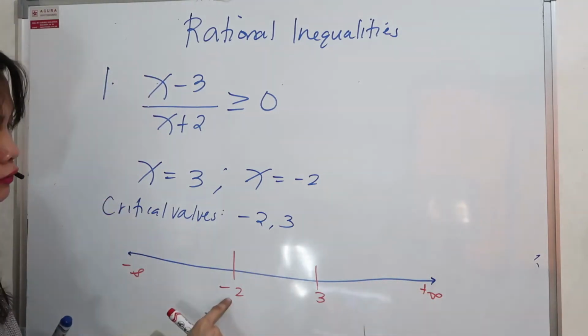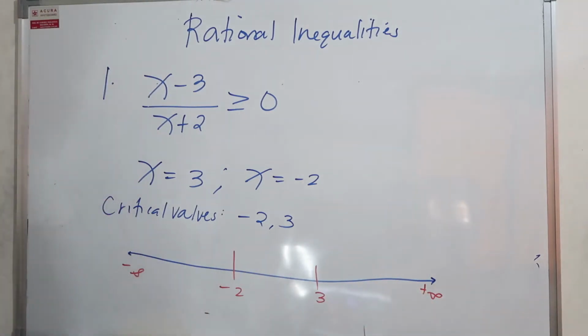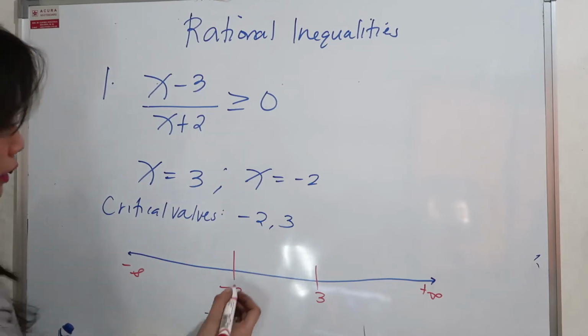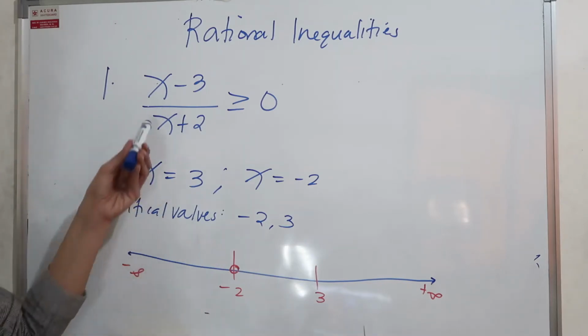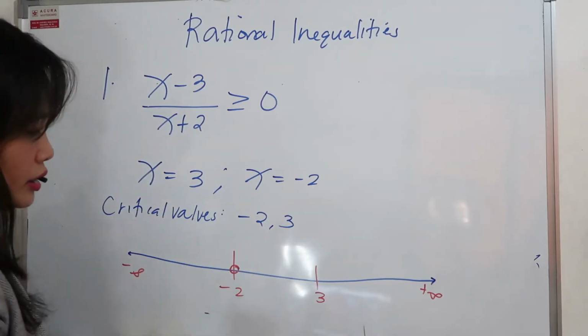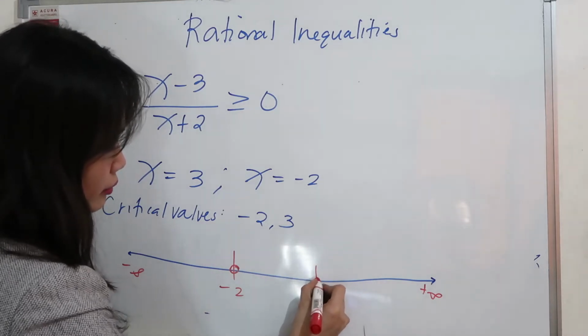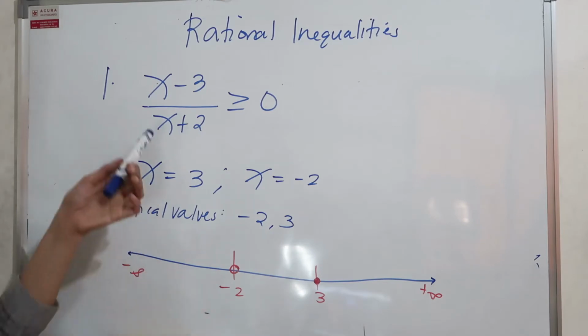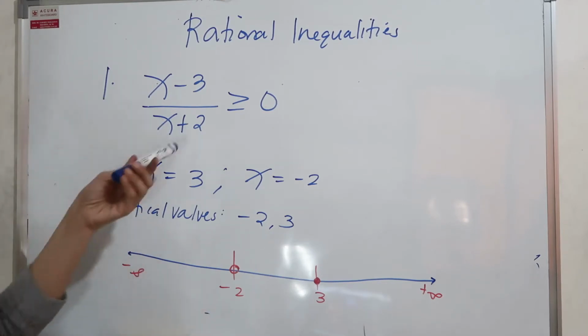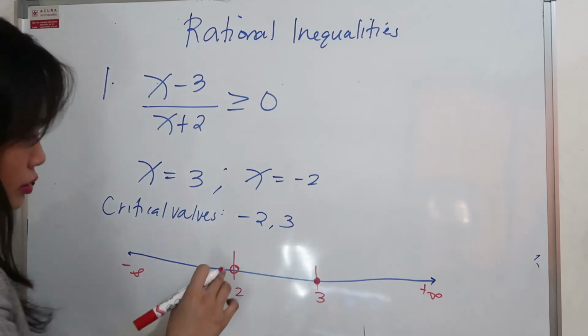In this particular sketch, negative 2, is it included or not? Okay, it's not included. So it's an open circle. Meaning negative 2 is not included in the given rational inequality. 3 is included, except negative 2. Why? Because if you substitute negative 2 as your x variable, the denominator will become 0. So it's not included.